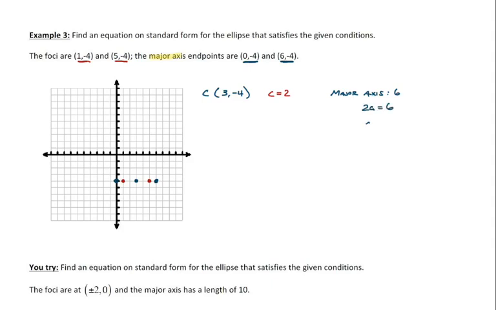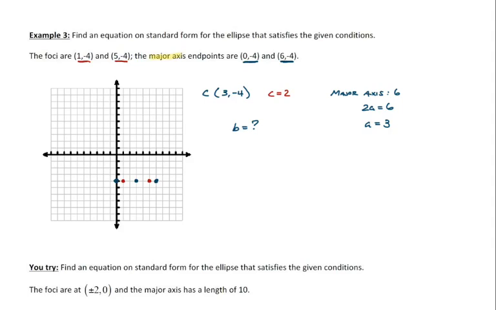So if my major axis is 6, I should be able to use that to find A. And what A is, again, is the distance from the center to the endpoint, or in this case from the center to the vertex, because those two major axis endpoints are also your vertices. So I have my A value. Now in order for me to write my equation, what I don't have is my B value. So I have my center, I have my A, and I don't have my B value, which is what will end up being used to find one of the denominators in my equation.